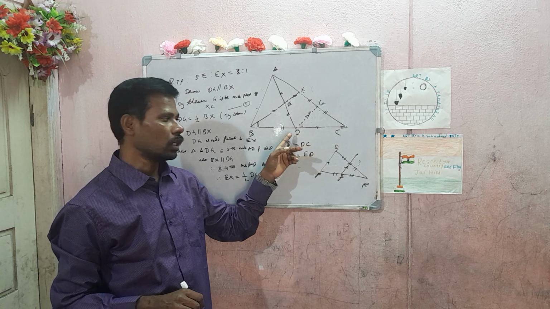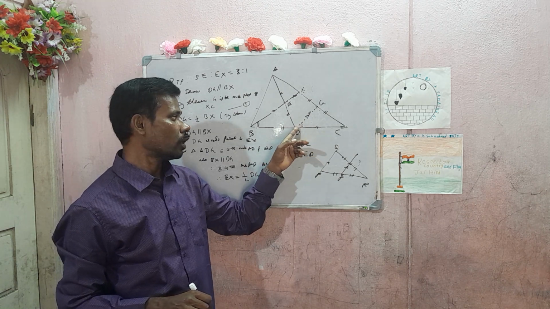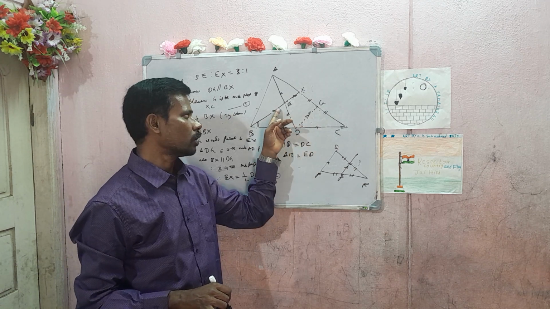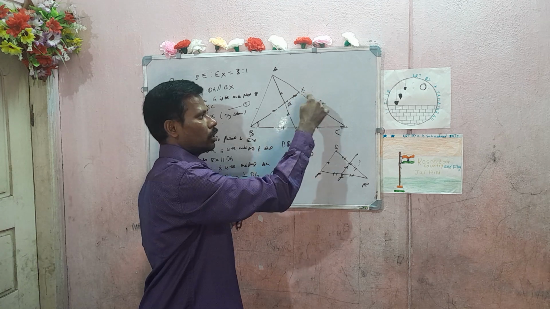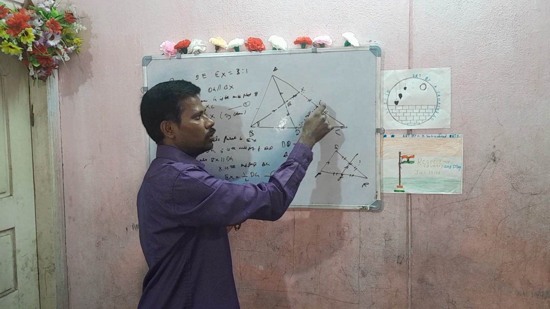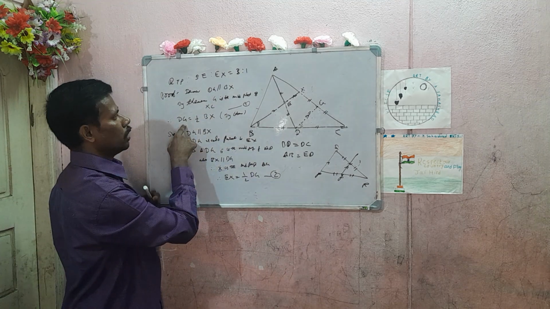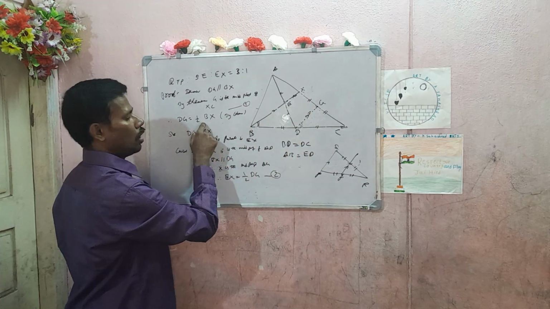That is, if a line is drawn parallel to the side of a triangle through the midpoint of another side, it bisects the third side. That means G becomes the midpoint. Therefore, here we have written, G is the midpoint. From this, DG is equal to half of BX.